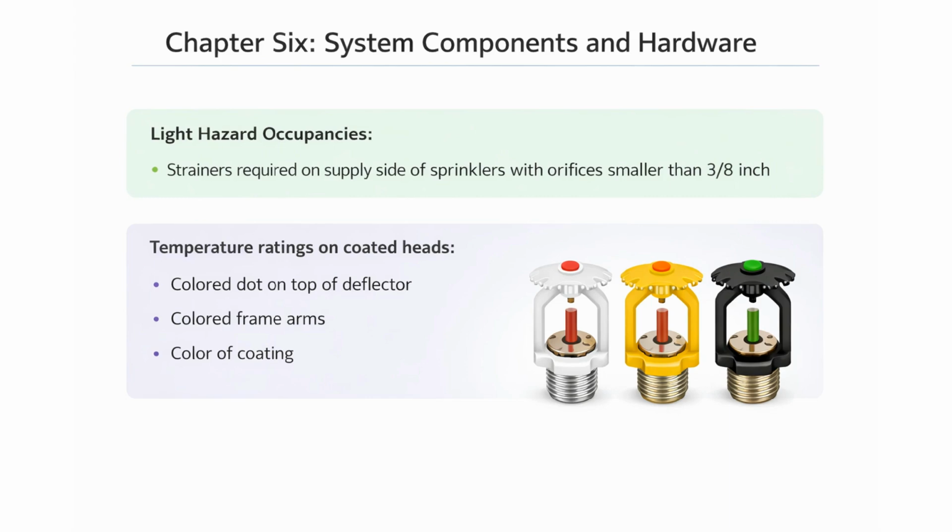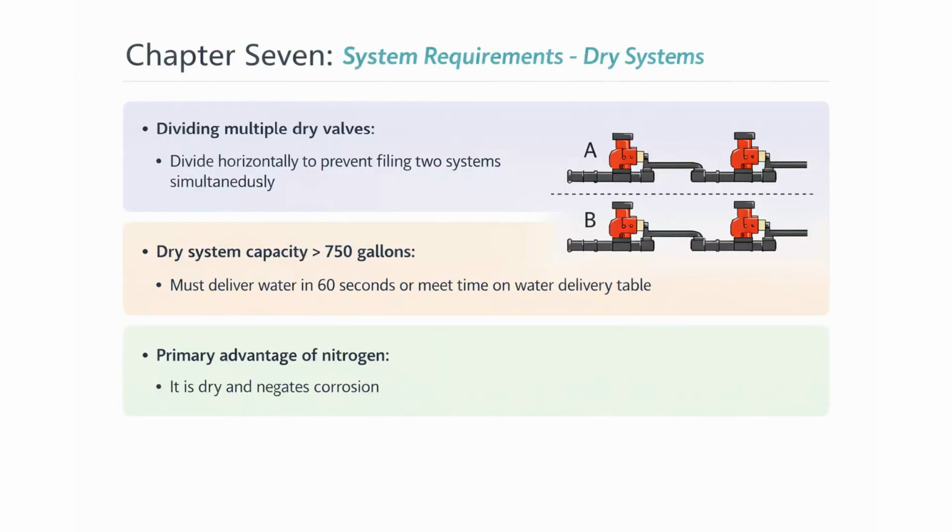In Chapter 6, we cover system components. For light hazard occupancies, if you're using sprinklers with orifices smaller than 3/8 inch, a strainer must be installed on the supply side. Also, it's important to know how temperature ratings are indicated on coded heads. This can be done with a colored dot on top of the deflector, colored frame arms, or the color of the coating itself.